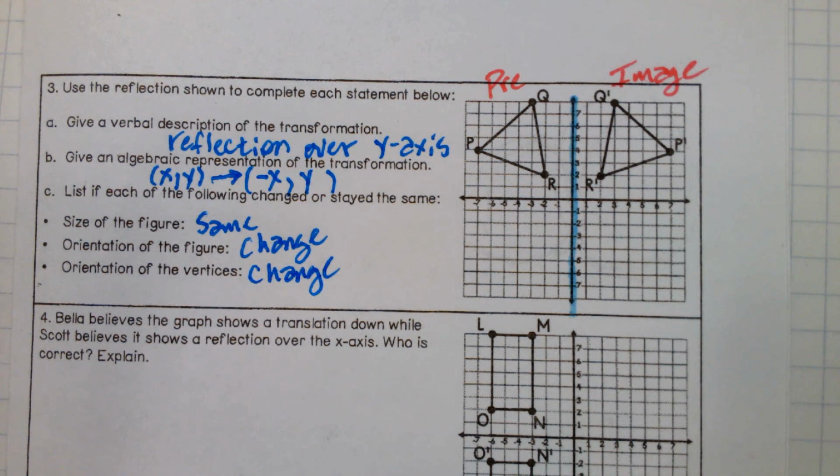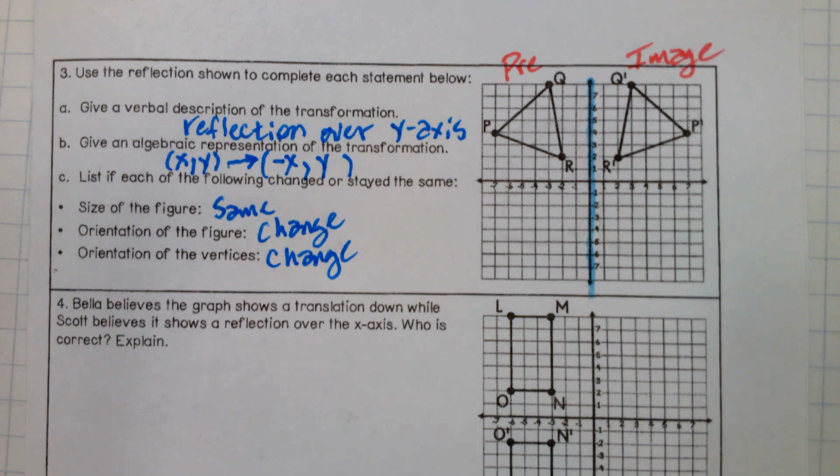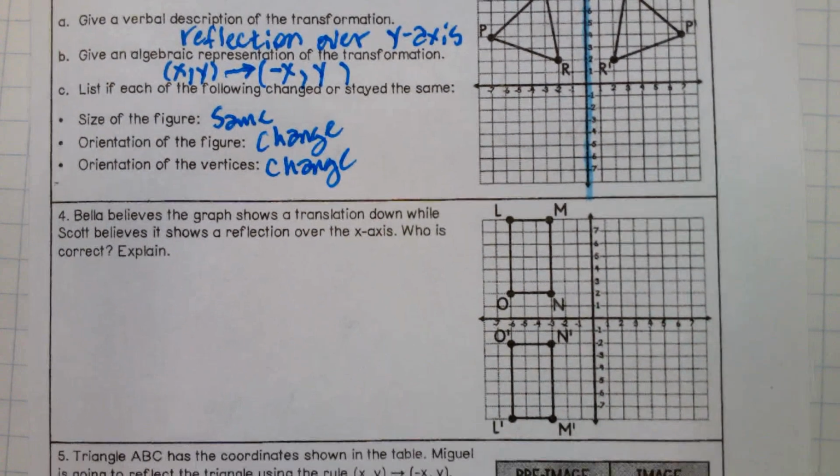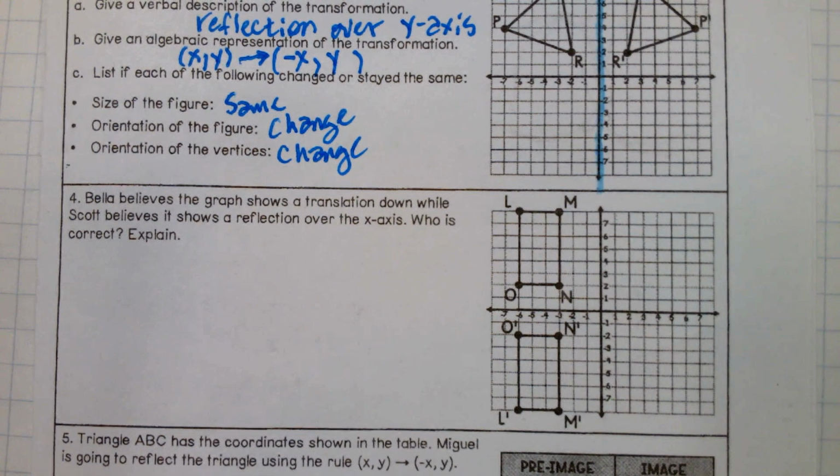Was this a reflection or was this like a translation, a slide? And one key way to check is the orientation of the vertices. Okay. And interestingly enough, that's our next question.